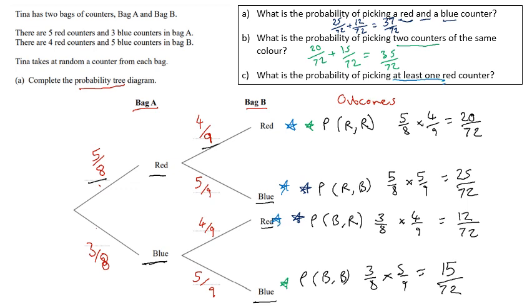So then all I do is take those probabilities, 20 over 72, plus 25 over 72, plus 12 over 72, and I add them all together, which gives me 57 over 72. And that's it.